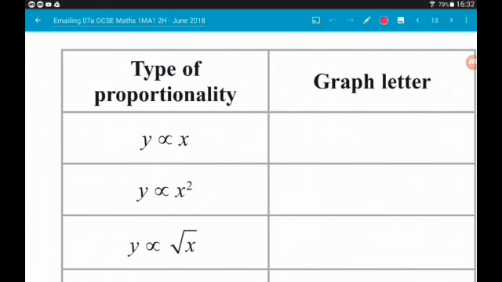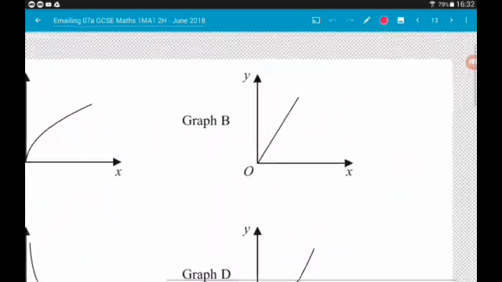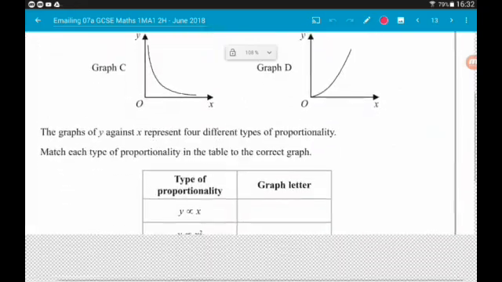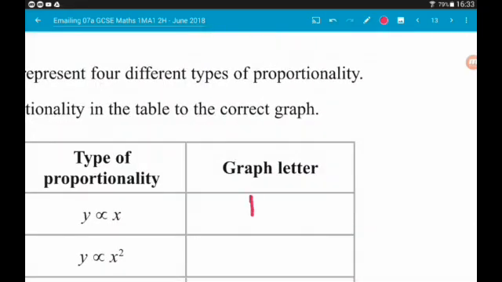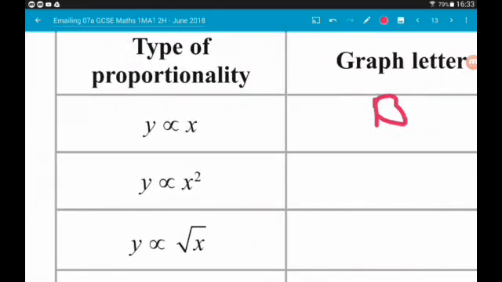X isn't being squared, it's not on the bottom of a fraction, so it's going to be a straight line going up from the origin with a positive gradient. So this is going to be graph B. So as we go along the x-axis, so as x gets bigger, we can see the value of y also gets bigger too. So the first one is B.